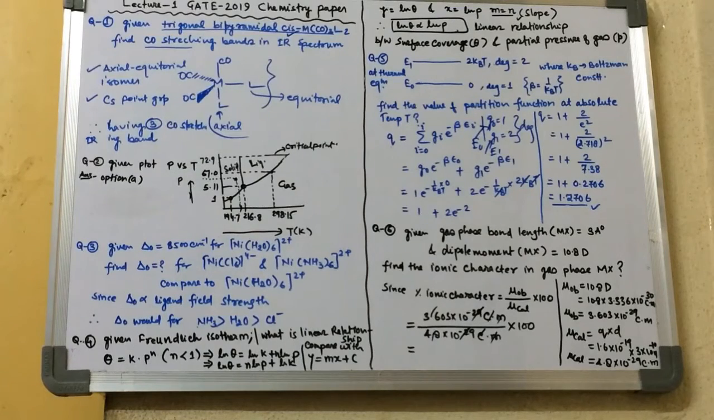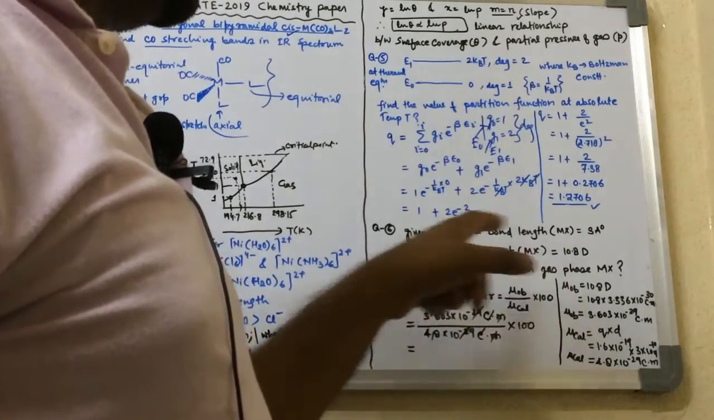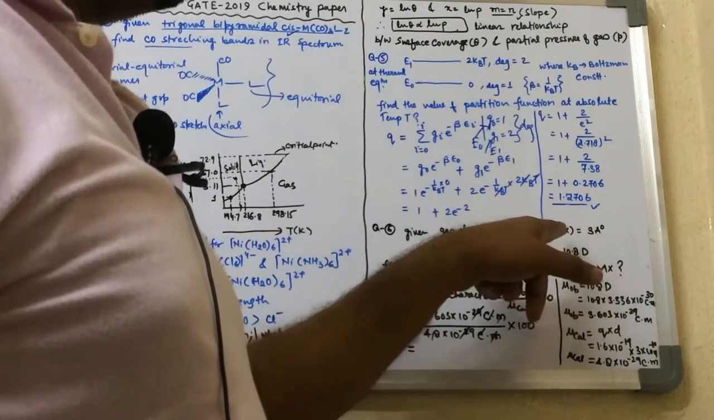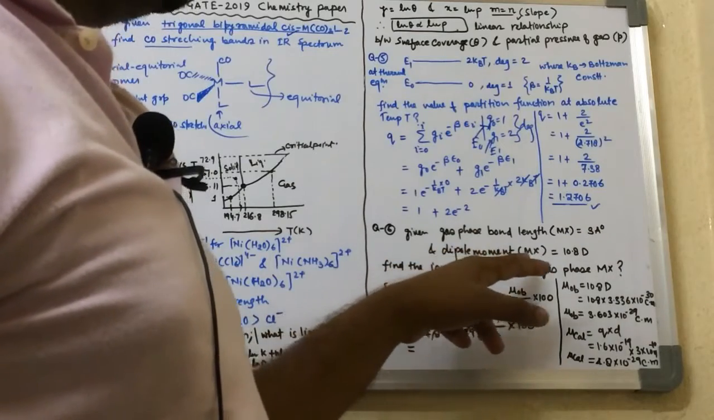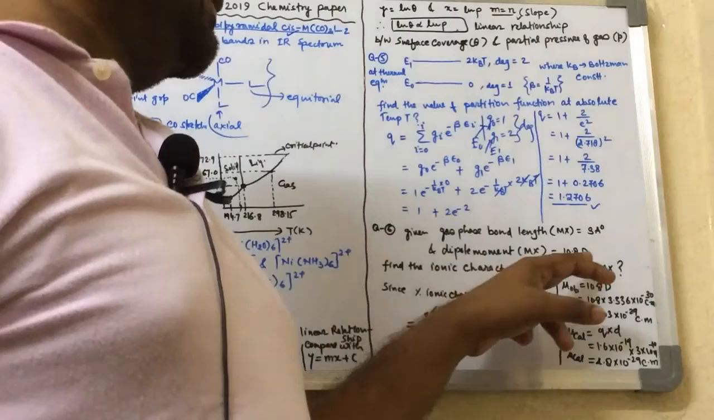So question number 6 is saying: the gas phase bond length and dipole moment of an MX compound are given to us, where the bond length is 3 angstrom and the dipole moment is 10.8 debye respectively. It asks what the ionic character in the gas phase of the MX compound will be.